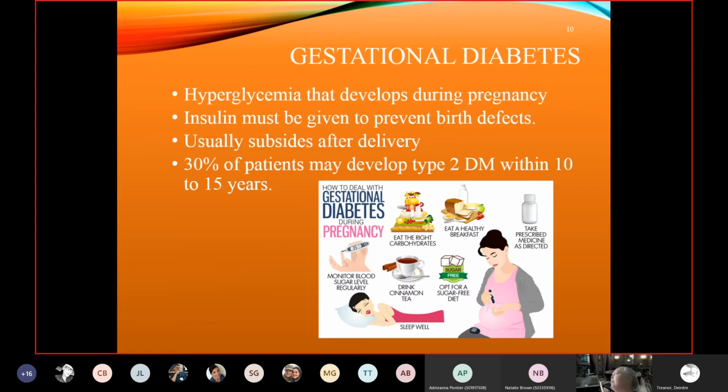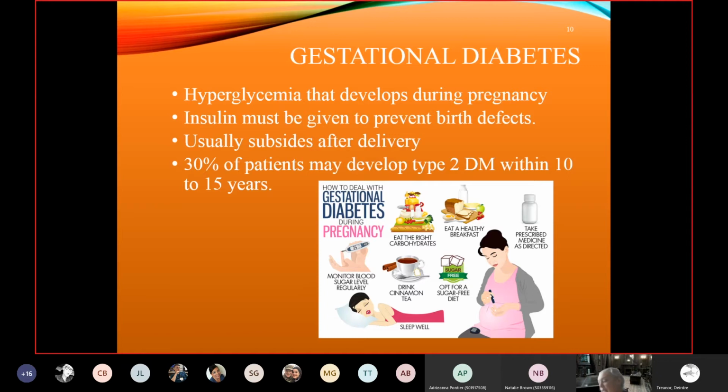Gestational diabetes, a lot of these people, they're obviously pregnant women who develop diabetes. They may be well controlled on diet, but they might need insulin to help decrease risk of birth defects. Hypoglycemia in the newborn, and then also high birth weight.